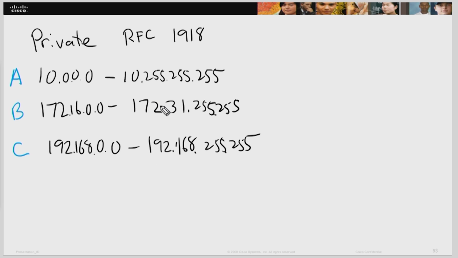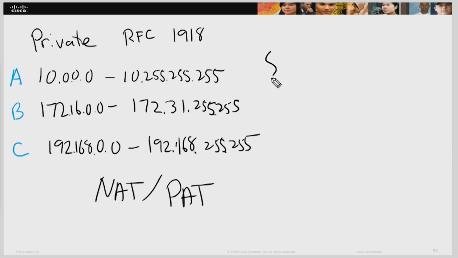There's no reason for you to use public addresses on the inside, and we use the functionality of NAT, and more realistically, it's PAT, Port Address Translation, to translate real global addresses into these private addresses that we put internally. And this adds an extra boundary of security, if you will, to my network, because you can't get to any of these addresses from the internet.